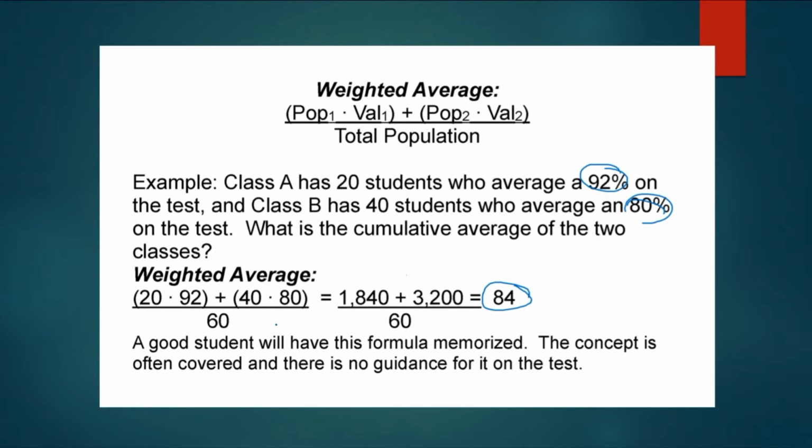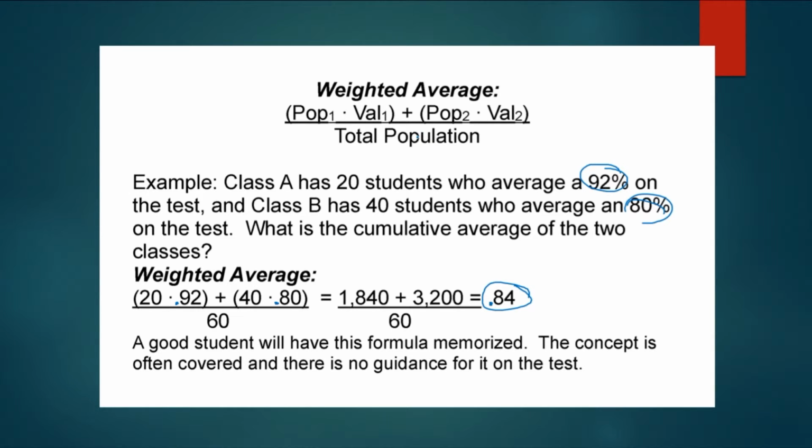Now, you might be thinking, this is not an average, because we have not represented these as percentages. No, I entered them as integers, and we got an integer value of 84. Well and good. Had you entered these in as 0.92 and 0.80, you would have gotten 0.84. So as long as you know what you're doing within that space, you're fine. So, weighted averages. Population 1 times value 1 plus population 2 times value 2 all over total population.